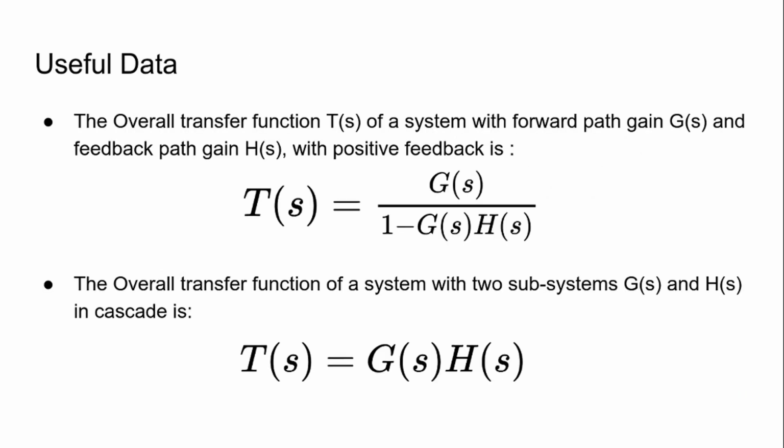We will be using the following concepts to solve the problem. The overall transfer function T(s) of a system with forward path gain G(s) and feedback path gain H(s) with positive feedback is T(s) = G(s) / (1 - G(s)H(s)). Also, the overall transfer function of a system with two subsystems G(s) and H(s) in cascade is T(s) = G(s) times H(s).